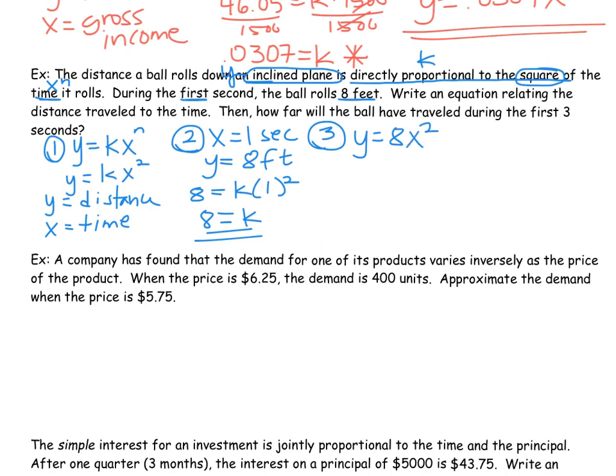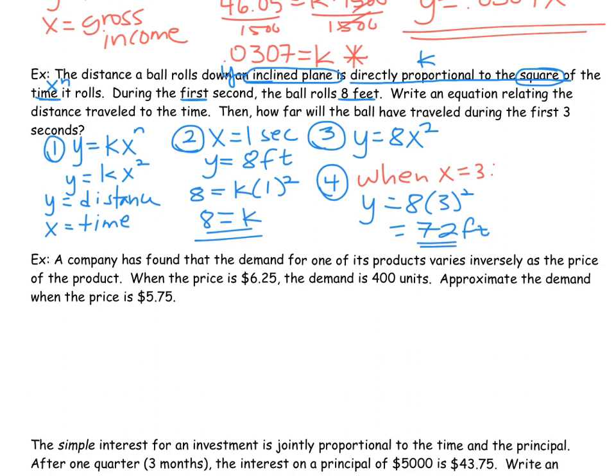Now, up above, we didn't have to do anything further than that. But now it says, how far will the ball have traveled during the first 3 seconds? So that's going to be our additional step 4. When x equals 3, we just plug that into our formula. y equals 8 times 3 squared. Now think order of operations. 3 squared is 9. 9 times 8 is 72. That simply means the ball will have rolled 72 feet down that inclined plane. And that's an example of directly proportional to an nth power.